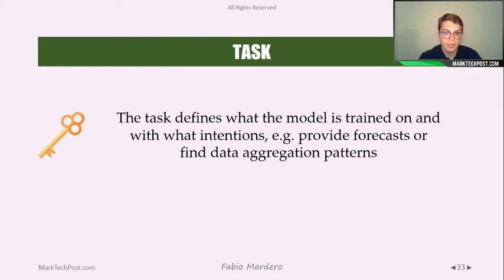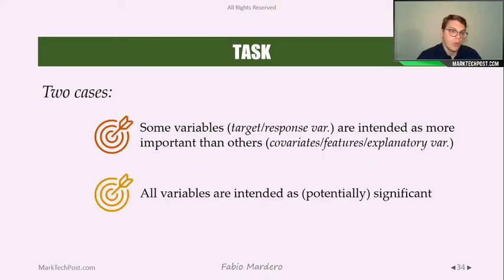The third key element of a machine learning model is the task. And the task defines what the model is trained on and with what intentions. So we have two cases. When we get a set of data, we could extract some random variables called target or response variables, and this could be intended as more important than the others, the features.